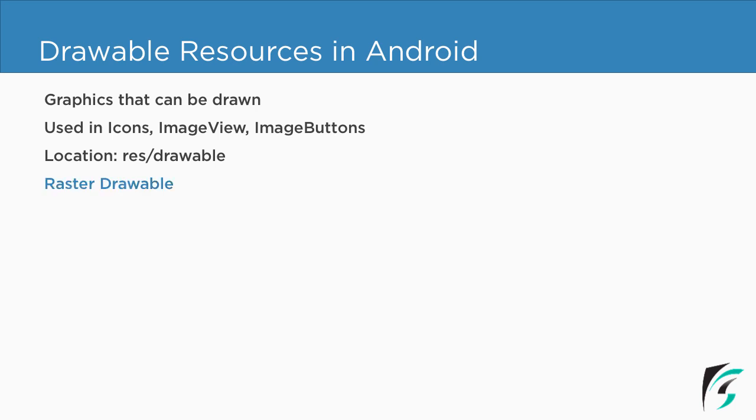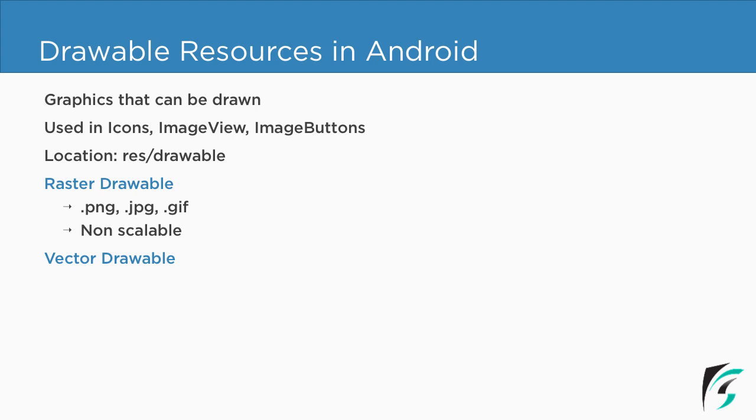Now, what are raster drawables? Raster drawable refers to the PNG, JPG, and GIF images that we have been using in our Android project. And these raster drawables are non-scalable. That is, they can't adjust themselves according to the density of the screen in which they are used. So, if you're using raster drawables, you need to include the images for each density of the screen that you are targeting.